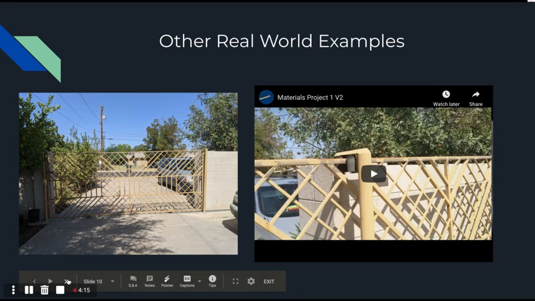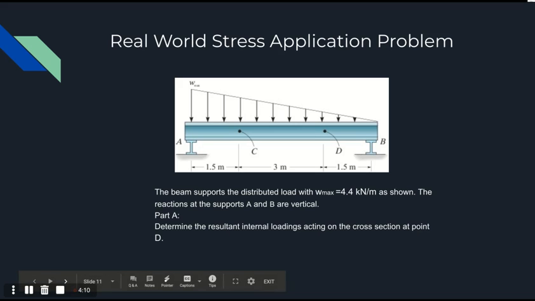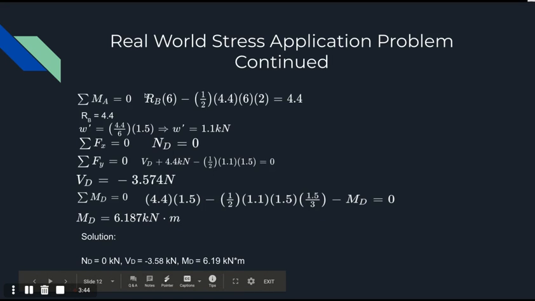And I believe that the next slide is where Ezra will come in. Awesome. Thank you, Angel. So here is a real-world stress application problem. I will read it to you. The beam supports the distributed load with the weight max equal to 4.4 kilonewtons per meter. As shown, the reactions at the supports A and B are vertical, and part A is to determine the resultant internal loadings acting on the cross-section at point D. So right here, this is where we do the calculations.